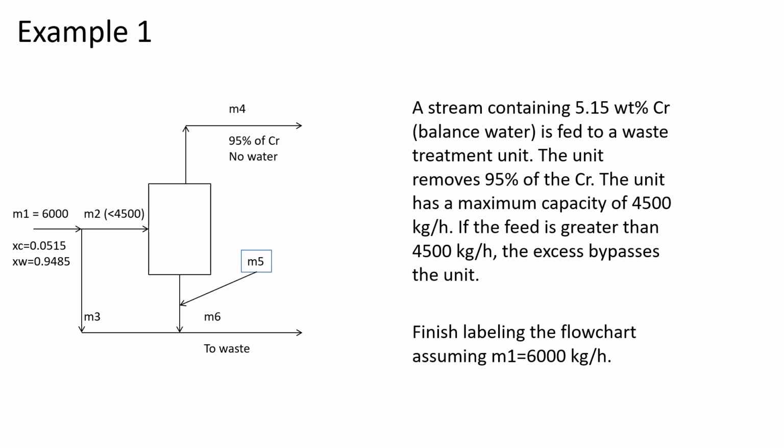What we're going to do is finish labeling this flow chart, assuming that the inlet flow rate to the overall process is 6,000 kilograms per hour. Note that the 6,000 that's coming in, the flow rate associated with stream M1, is greater than 4,500, and so we can't send all of this to the waste treatment unit. A portion of this will have to be sent as a bypass stream around it and then mixed with the waste stream from the unit. The unit here, as you can see, produces a stream out the top, which is our recovered chromium, as well as a stream out the bottom, which will go to wherever waste disposal we have, and that stream that comes out the bottom is mixed with what fraction of the feed that we can't treat.